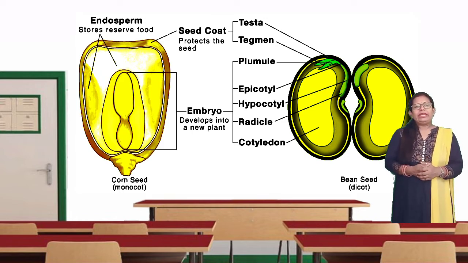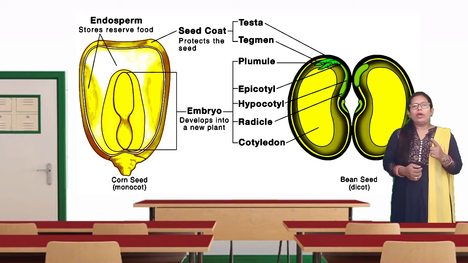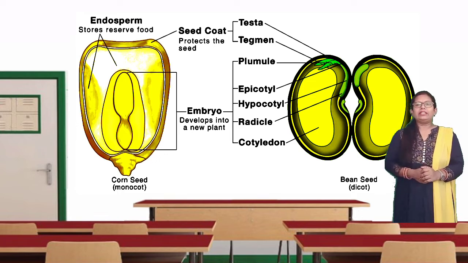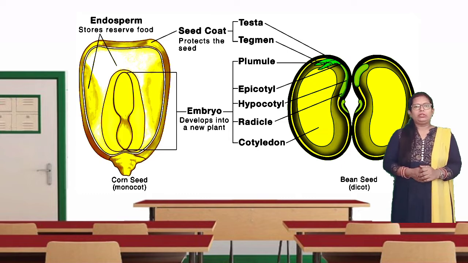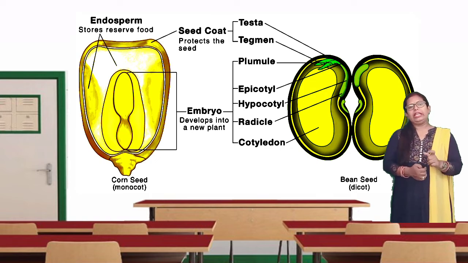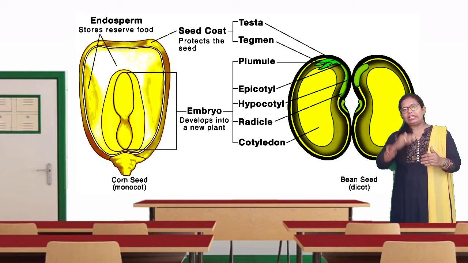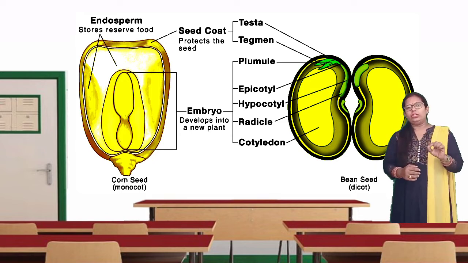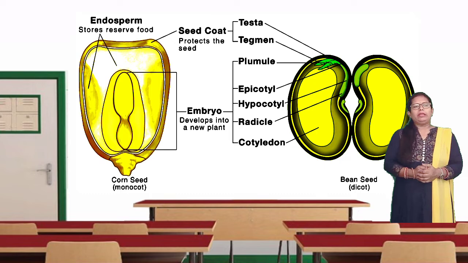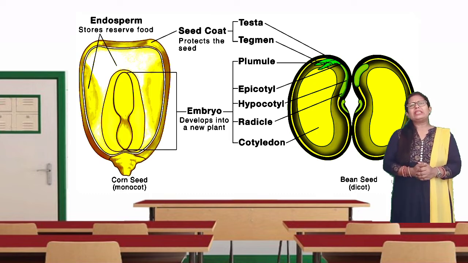For providing extra protection, one another covering is there, that is known as tegmen. तो टेस्टा के अलावा एक और कवरिंग होती है जिसे हम लोग टेगमेन कहते हैं. Tegmen is a thin layer lying next to the testa. टेस्टा के ठीक नीचे एक थिन लेयर होती है जिसे हम लोग टेगमेन बोलते हैं. Next structure that we have to study is hilum.